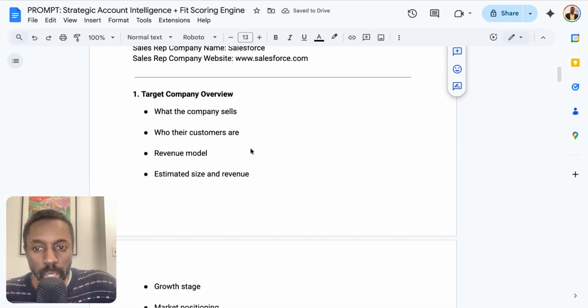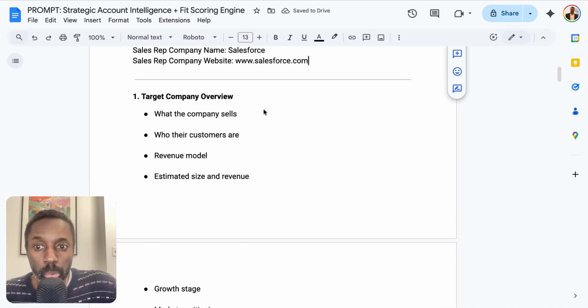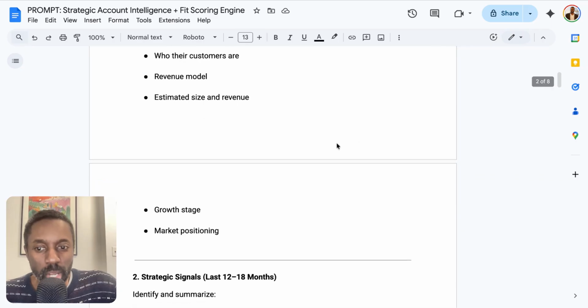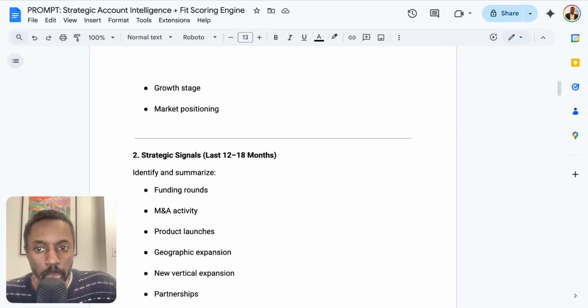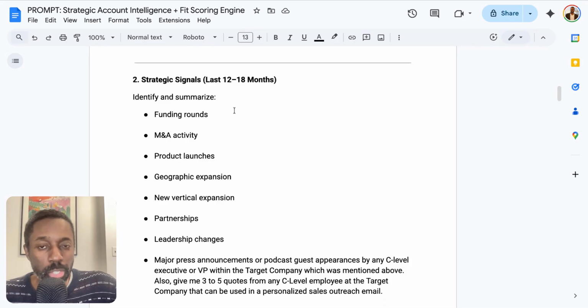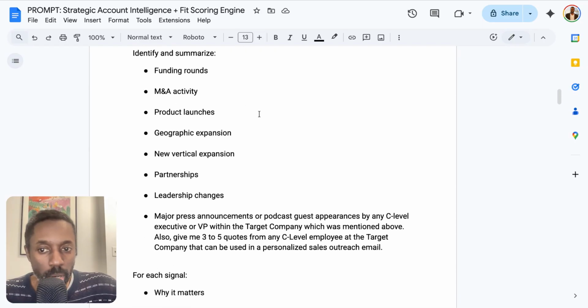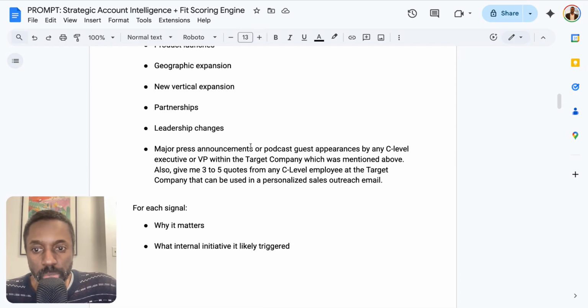So now you can see there the target. It's going to pull the company, what the company sells, get an overview of the company, the customers they serve, the revenue model, estimated size and revenue, growth stage, and market positioning. Now, strategic signals in the last 12 to 18 months, which is key. Funding rounds, any mergers and acquisition activities, product launches. We see partnerships. Here's key too.